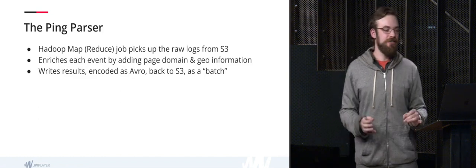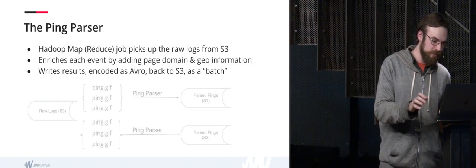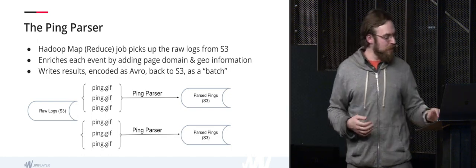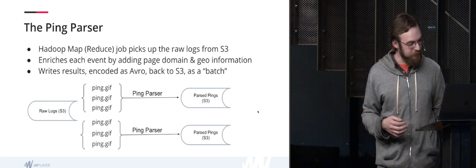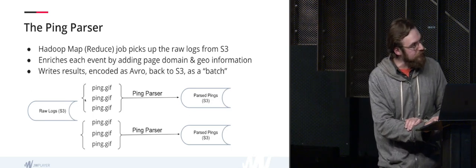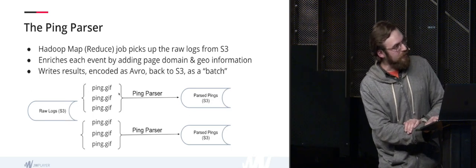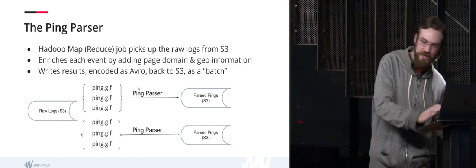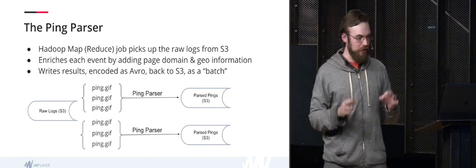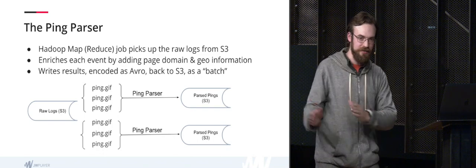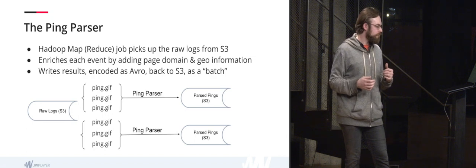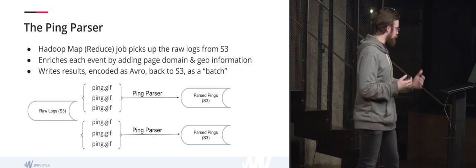And we have this idea of a batch. So it's a little diagram here. Hopefully this helps a little bit. Basically, we've got the raw logs on the left-hand side, and then some number of pings, and we have these curly braces around each set of pings, which becomes a batch that the ping parser picks up and then writes back out to S3 as parsed pings, as we call them. And again, these parsed pings are encoded in Avro format, which allows us to process them further downstream. Avro also gives us some schema enforcement, and the ping parser also gives us this data enrichment quality.